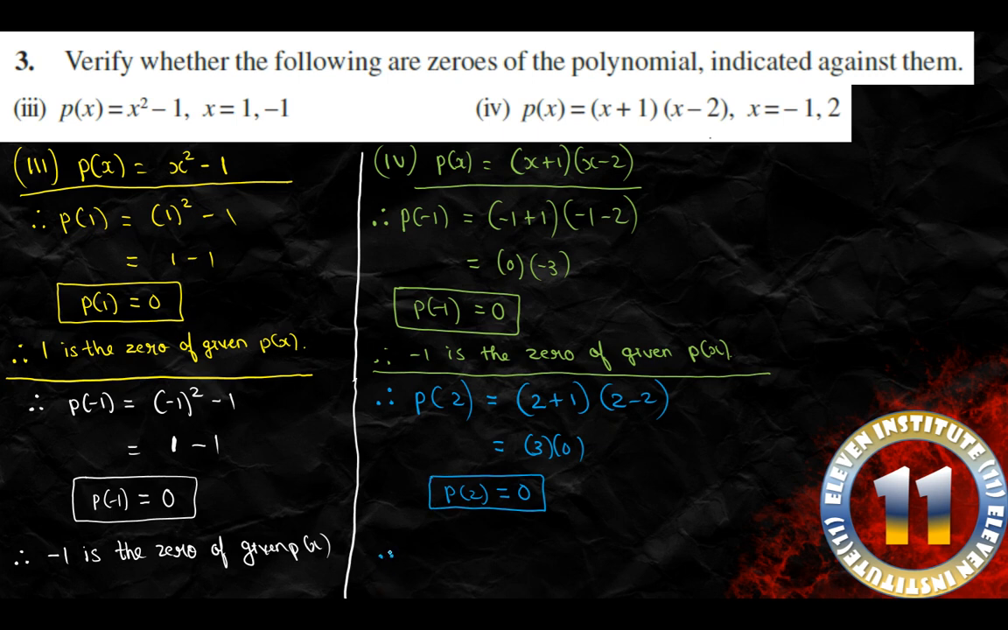So therefore we can write 2 is the 0 of given px. 2 is the 0 of given px. I hope you don't have any doubts in this. Very much clear. So for all the values of x over here we get the answer 0. Hence those corresponding values of x are the zeros of px, right? They are the zeros of given px. Please pause the video and write this down in your CW.